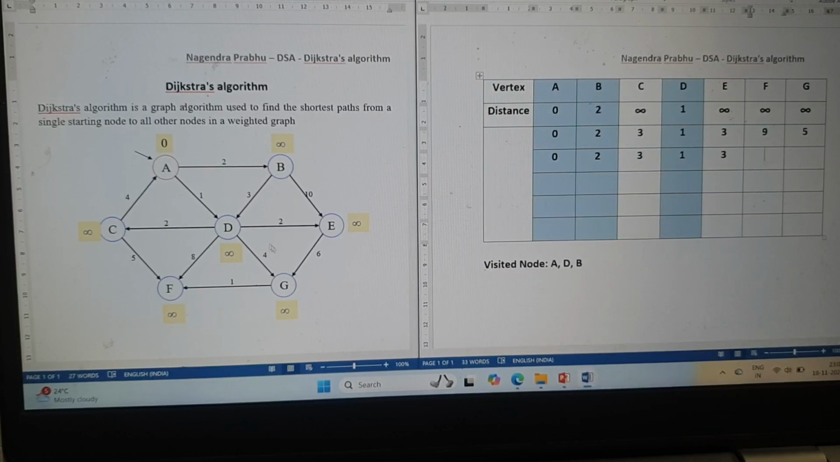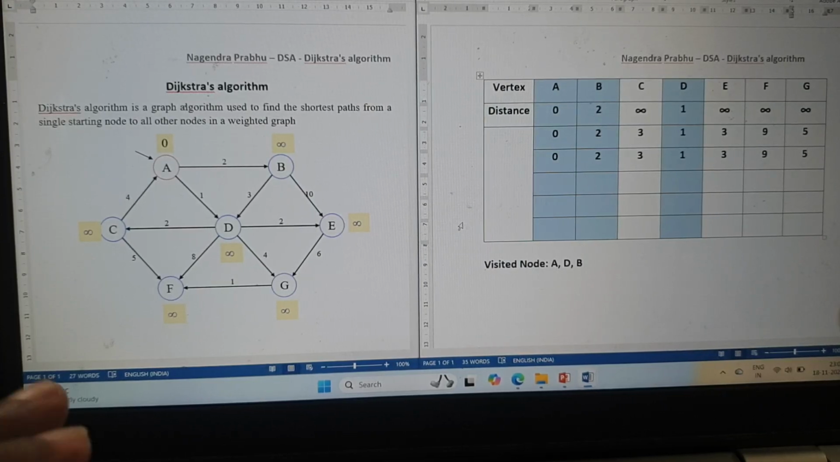Now B to F. You can see here, B to F there is no direct path, so just put 9. Then B to G there is no direct path, so put the same value, 5. If a direct path is there, you just find whether it is the minimum value or not, else you put the same value, that's all.